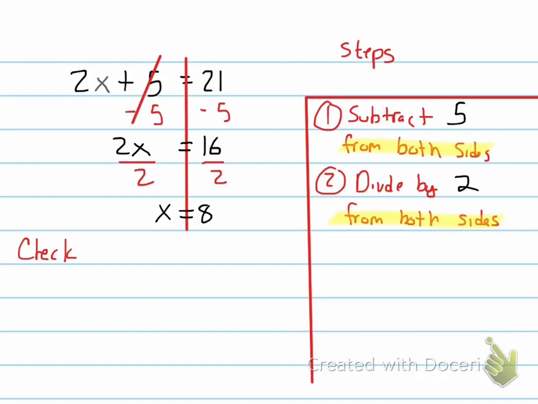Now to check this, I would do 2, and then let's plug in our answer, times 8. Oops, not x. We know it's 8. Plus 5. Does it equal 21? What we want to get is 21 on both sides. So I get 16 plus 5 equals 21. And 21 equals 21. So check. That's good. That means we've done all of our work right. So that's how you solve it. You just undo what's happening to x.